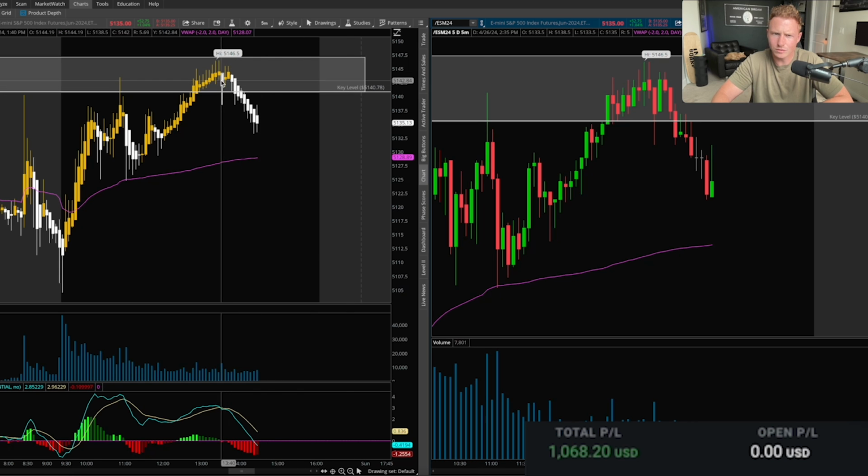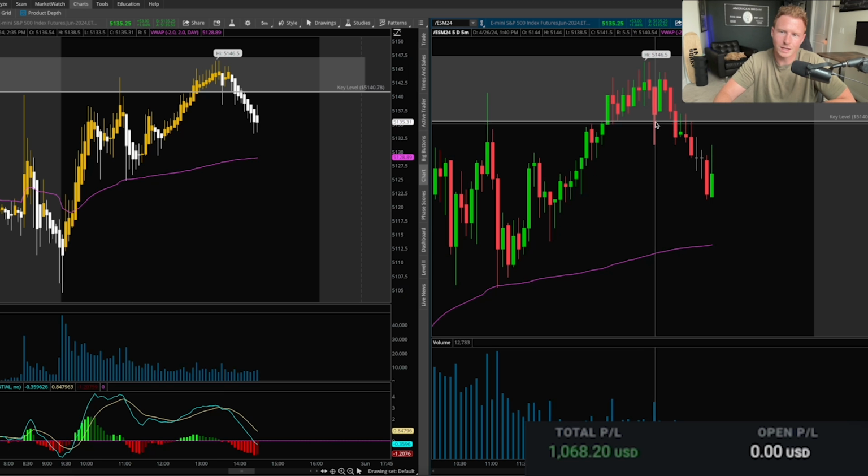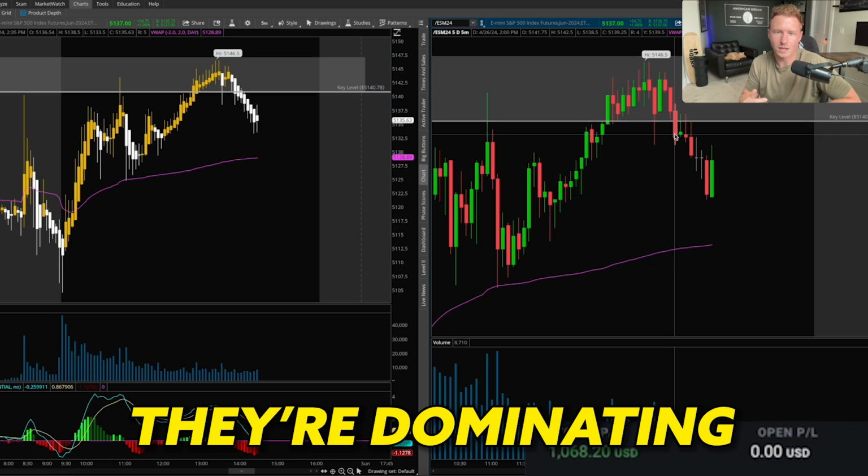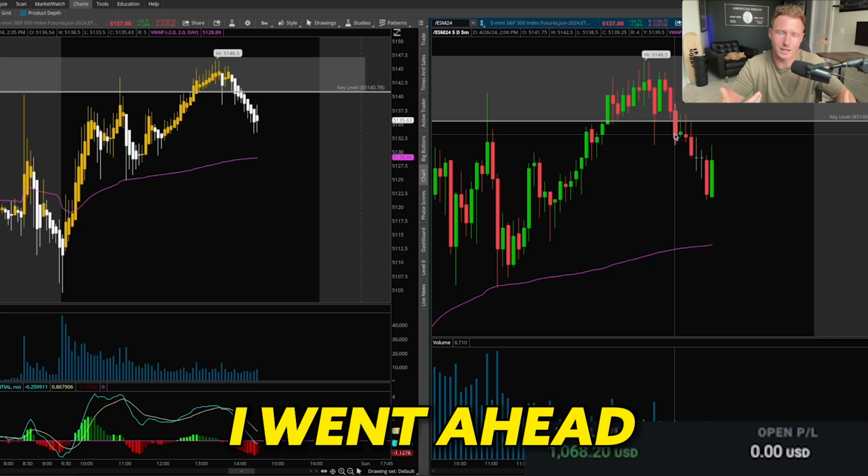So if you're wondering, why didn't you enter right here, Chad? This is because, if you look at the normal candle, it had a big wick at the bottom, right? So this told me some buyers stepped in on this candle. Where we look at this candle, it had a big body, big Heikin-Ashi, and the candle closed towards the bottom, right? So that gave me some confidence that sellers are here to stay. They're dominating over buyers. And this is why I went ahead and took that position.